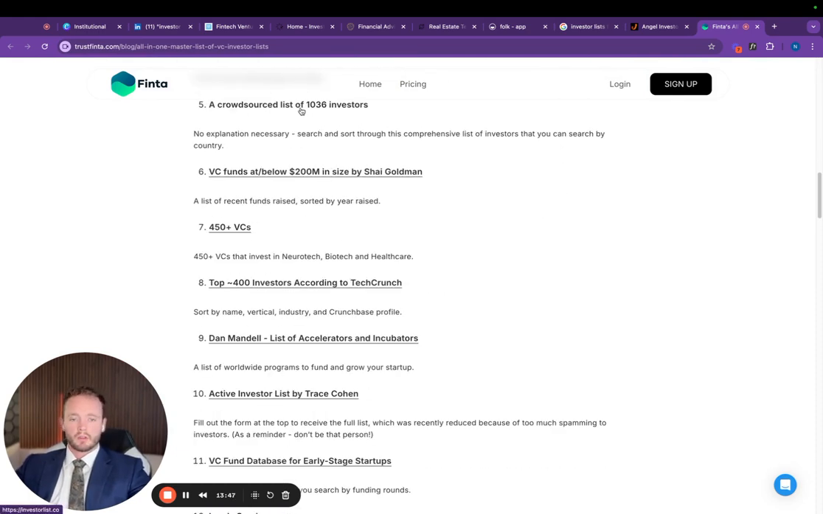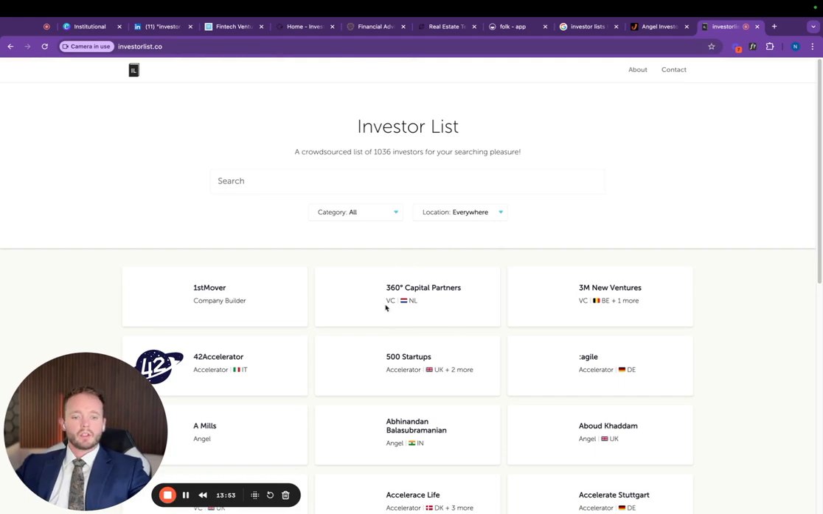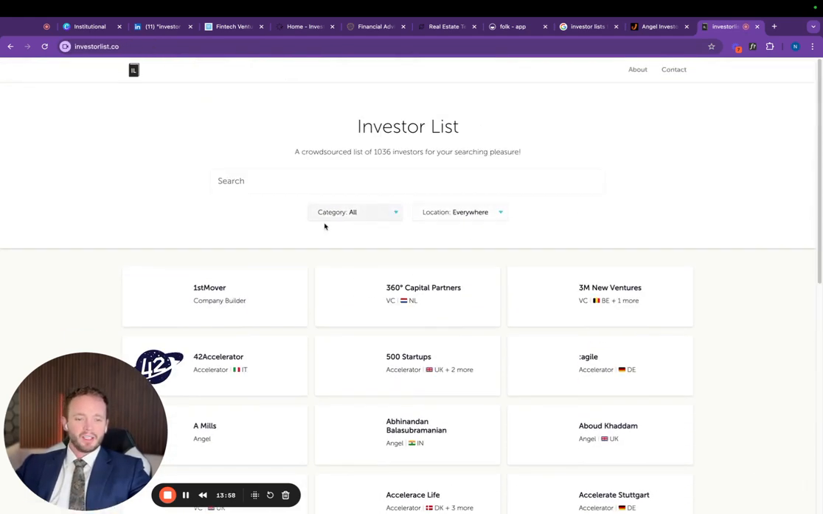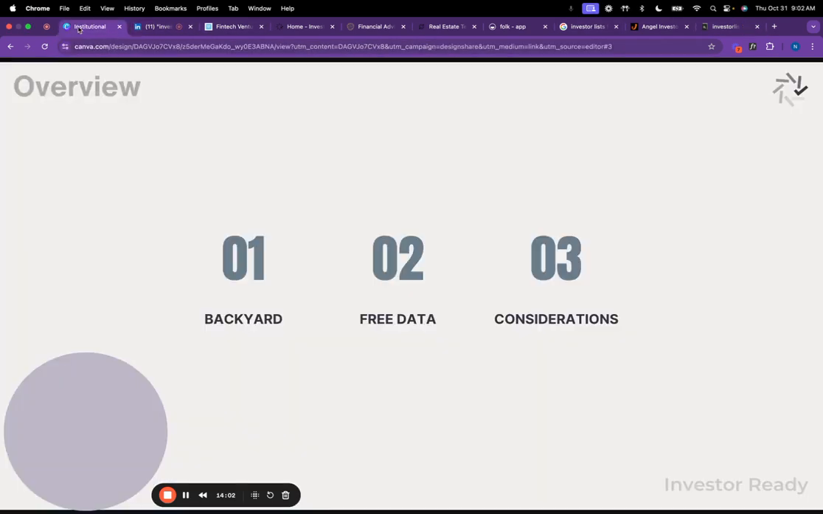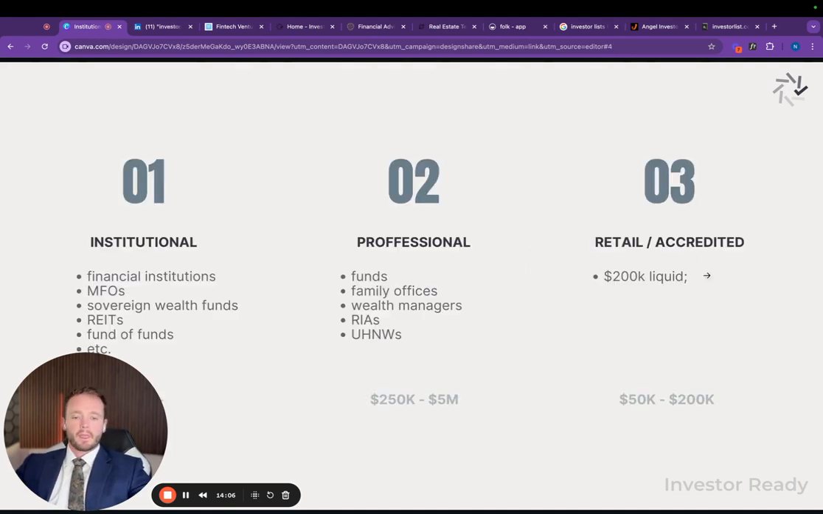A crowdsourced list of 1,000 investors. Interesting. Let's see what this is. Oh, investorlist.co. And you're going to start to see lots of different options for you of things people give away for free. There's a lot of stuff that you can get for free here if you understand where to look. Now, some of the considerations, and we've mentioned a few of these, is none of this works unless you understand who you're going after.